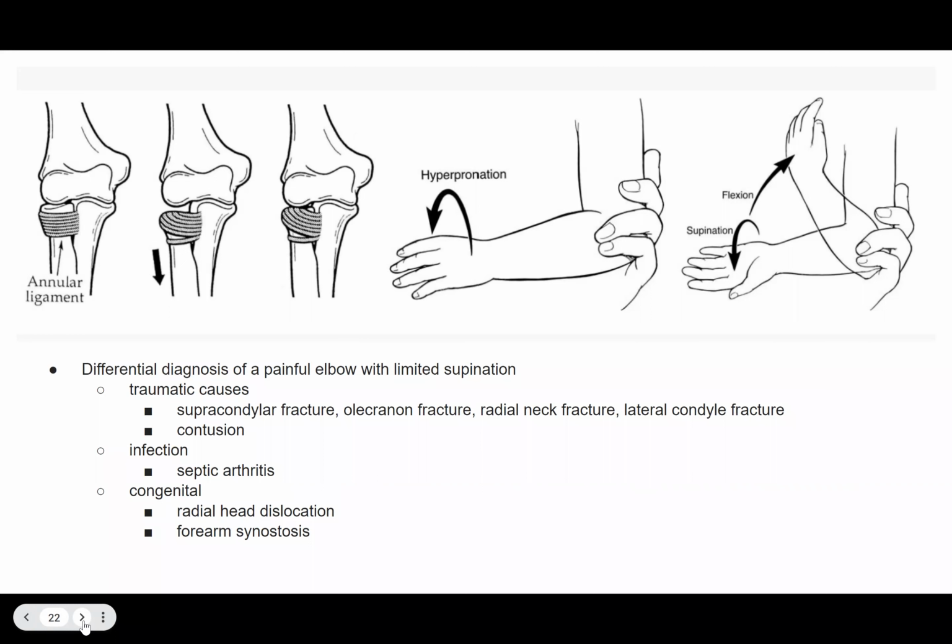Now, differential diagnosis, traumatic causes: it can be a supracondylar or olecranon fracture, or the radial neck itself might be fractured, or lateral condyle rarely.